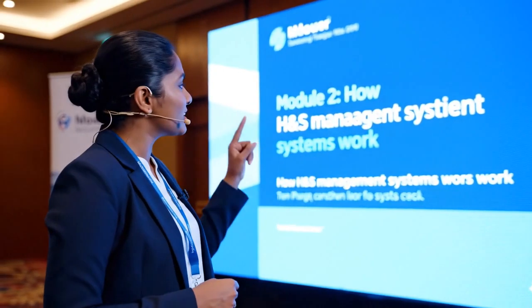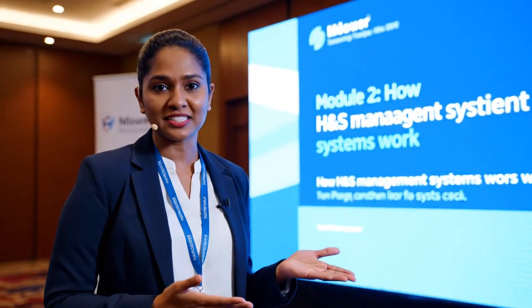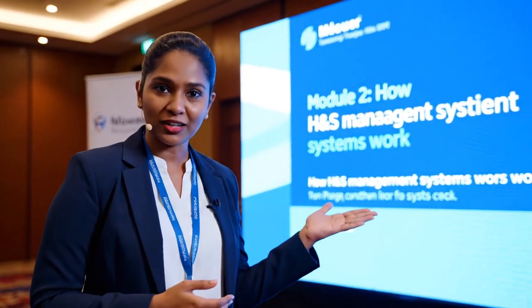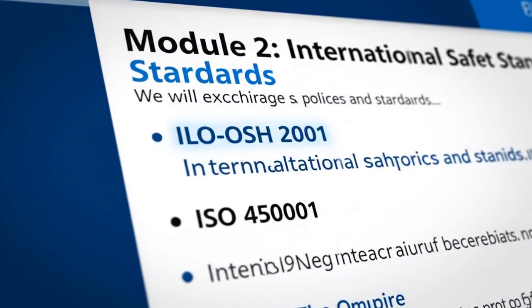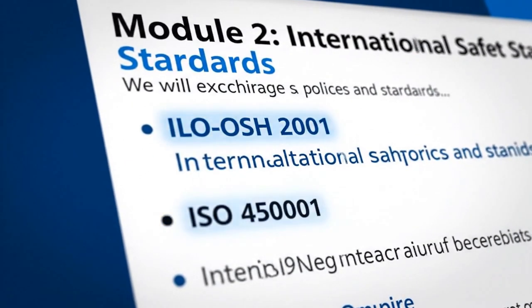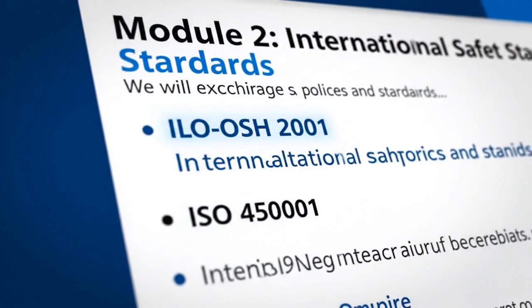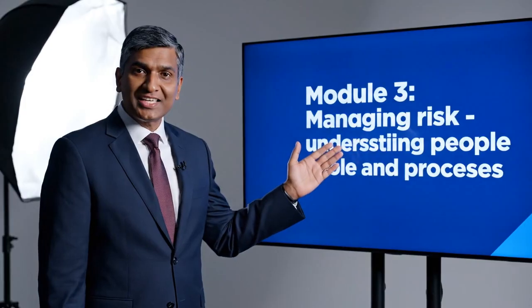Module 2 covers how health and safety management systems function and what they look like. We will examine safety policies and standards like ILO OSH 2001 and ISO 45001 in detail. Module 3 is the most extensive chapter, focusing on managing risk through people and processes.